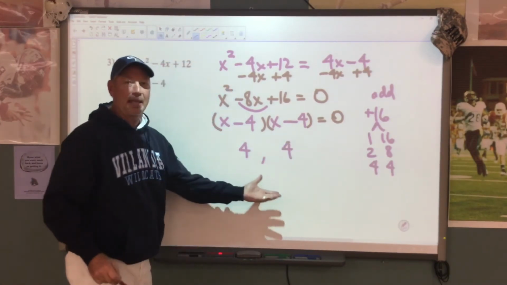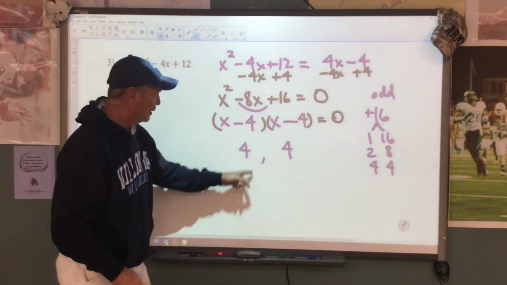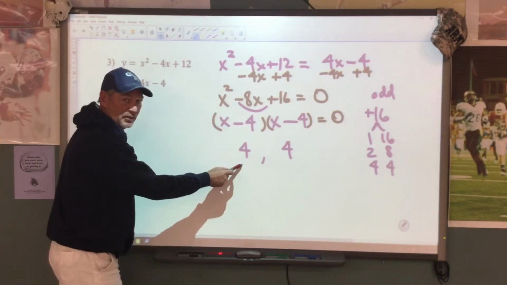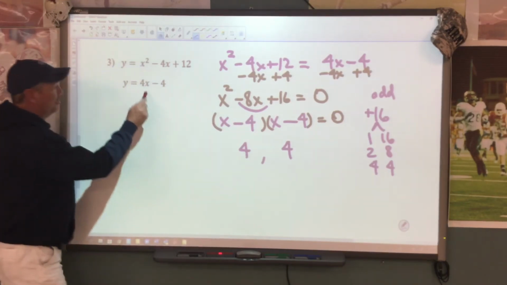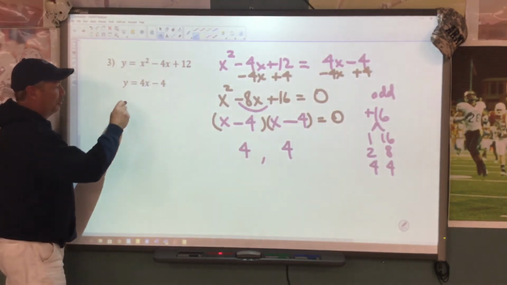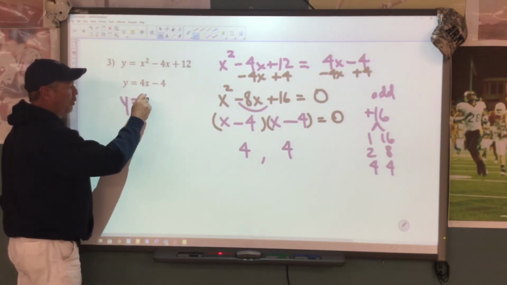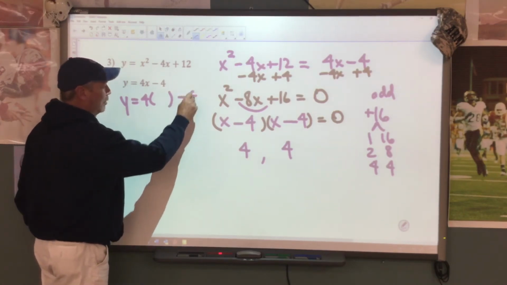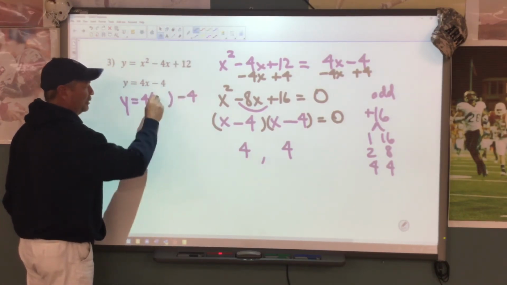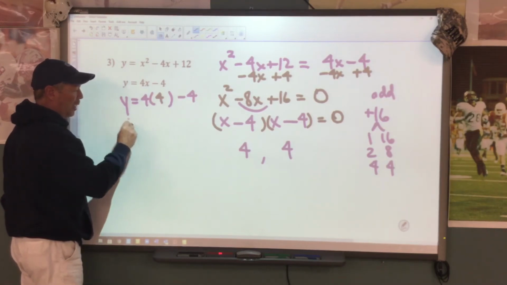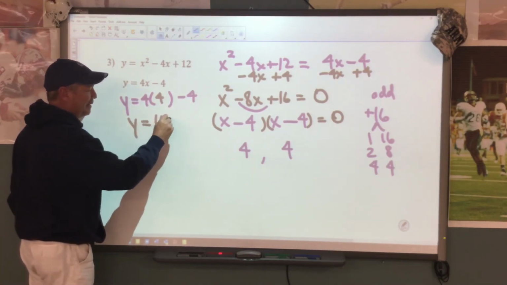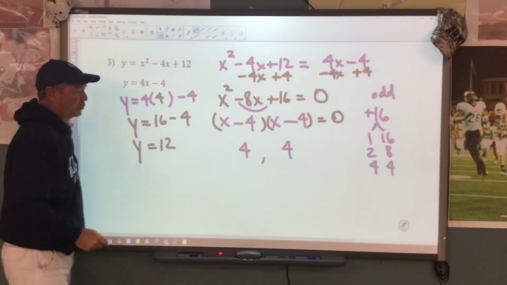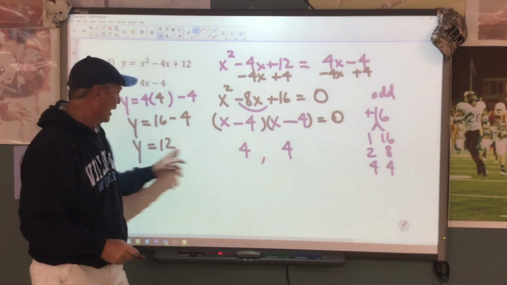We end up with the same number. So when we take our number, remember this is an x value. This is only an x value. So you take your x value and you're going to substitute it right here. You're going to say that y equals 4 times whatever x value we have minus 4. We're going to substitute in a positive 4. We're going to say that y equals 16 minus 4. Y equals 12. So when I substitute the 4, I get 12.